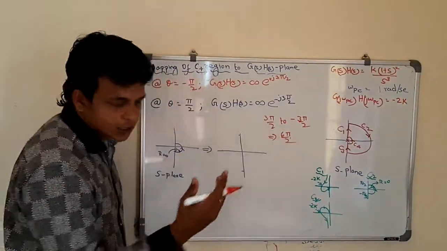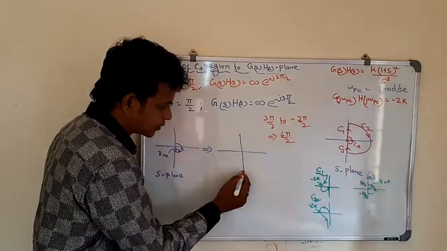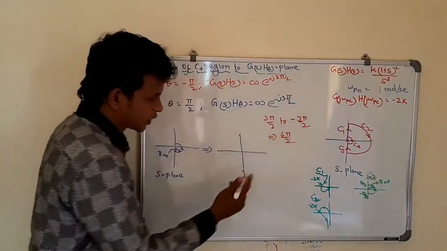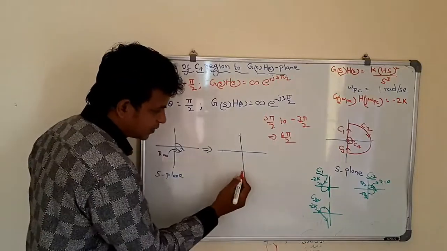Okay, so I cannot map like this. I cannot start from here and start in here. Instead of that, I have to travel up to a distance of 6 pi by 2. So I am starting here, moving in the clockwise direction, opposite to the direction of the C4 arc.